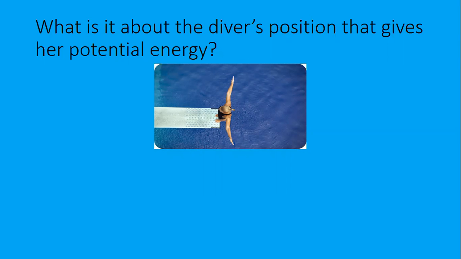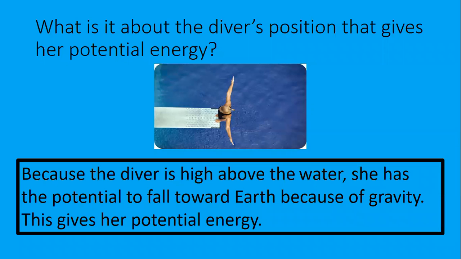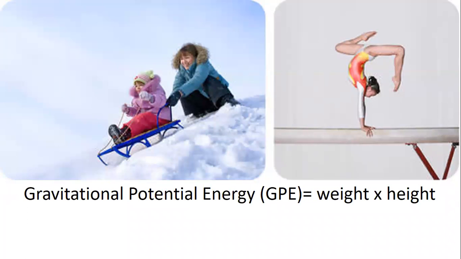Do you have an answer? Great! Let's check it. Because the diver is high above the water, she has the potential to fall towards Earth because of gravity. This gives her potential energy. Gravitational potential energy is the potential energy due to position of an object in relation to Earth's surface. Like the diver on the diving board, anything that is raised up above Earth's surface has the potential to fall because of gravity. You can see another example of people with gravitational potential energy here.